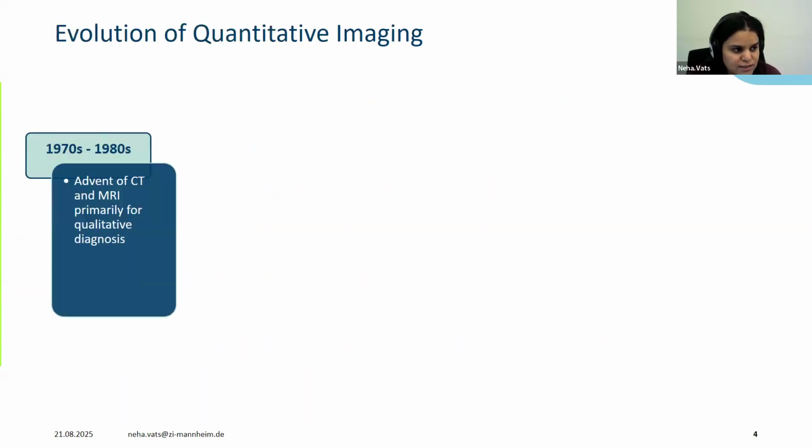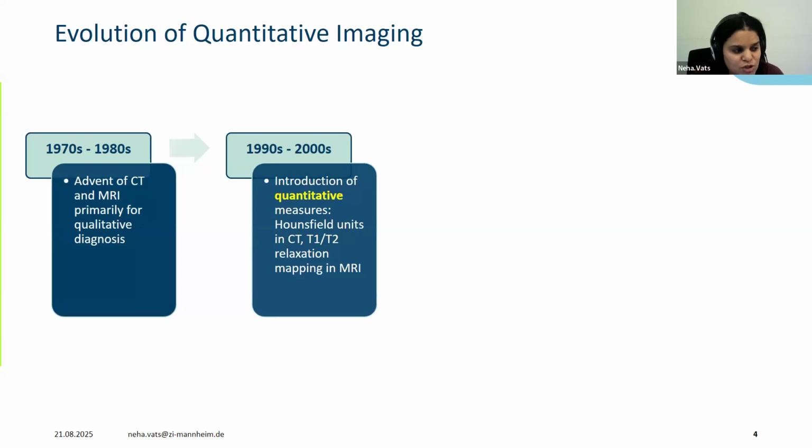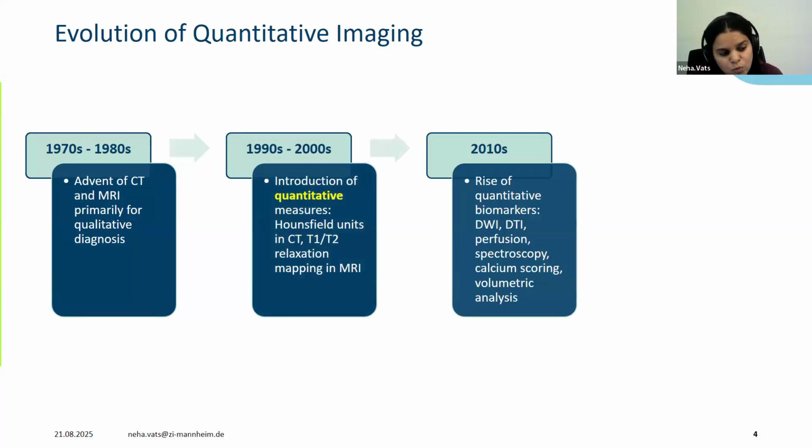Now, the evolution of quantitative imaging. In the 1970s to 1980s, CT and MRI were primarily used for qualitative diagnosis. Quantitative imaging came into the picture from the 1990s, but that was with conventional quantitative measures such as Hounsfield units in CT, and T1, T2 relaxation mapping in MRI. From 2010, a rise was seen in quantitative biomarkers with advanced imaging techniques such as diffusion-weighted imaging, diffusion tensor imaging, perfusion, spectroscopy, and various others.